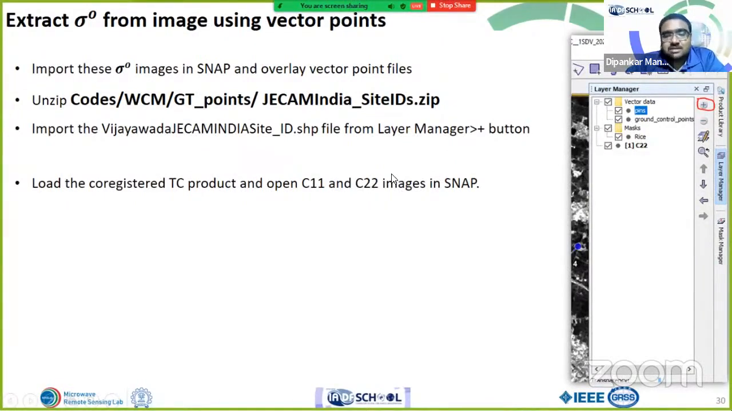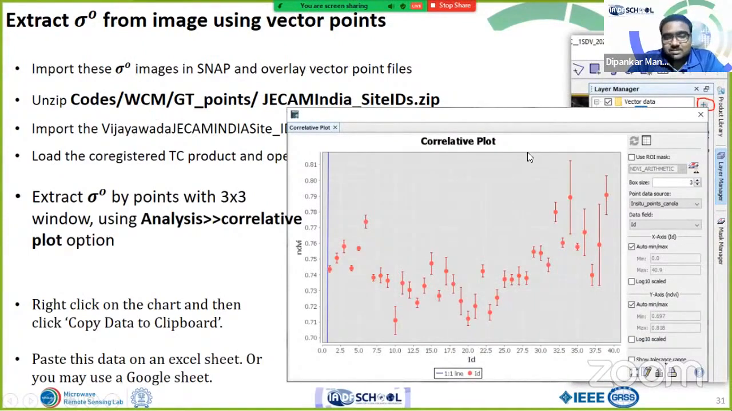Then we can extract the data from the image. This is a very simple step in SNAP. We just have to load the data in the SNAP window, overlay these shape files, and then create a correlative plot. From the correlative plot, we can save the data as a CSV file. For a particular ID, say 12 is the ID of one field, we have different C11 and C22 components stored in that CSV file.